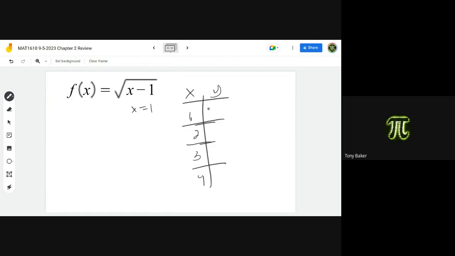So 1 is simple. 1 minus 1 is 0. So that's going to be 0, right? 2 minus 1 is 1. Square root of 1 is 1. 3 minus 1 is 2. So that's going to give me the square root of 2. And 4 minus 1 is 3. So that will give me the square root of 3.